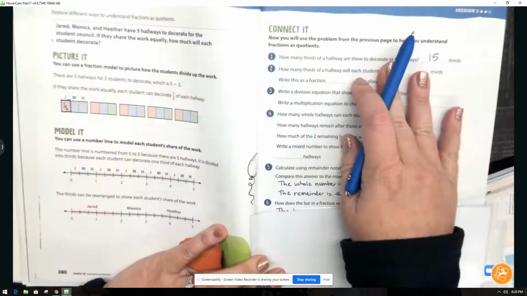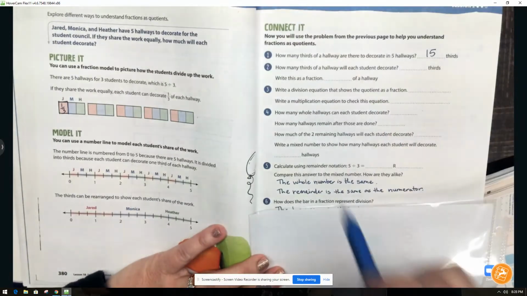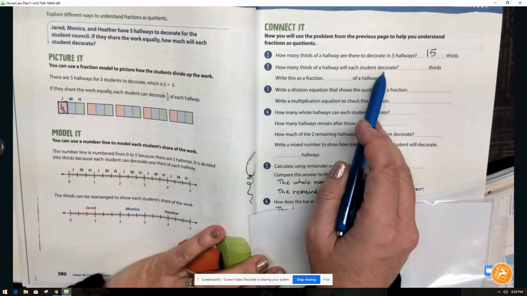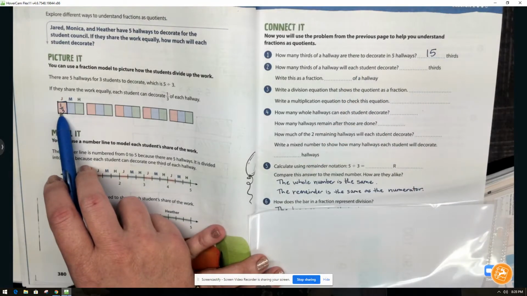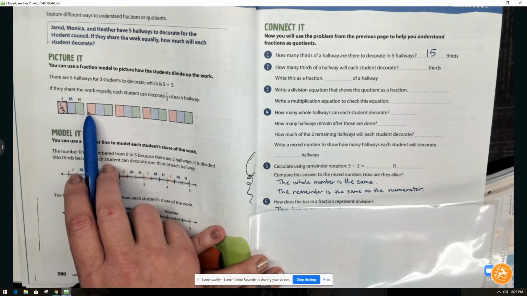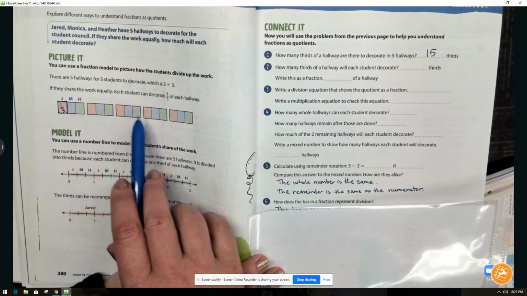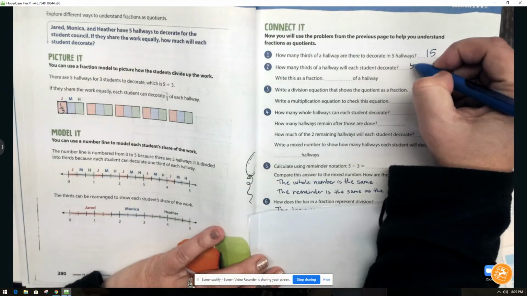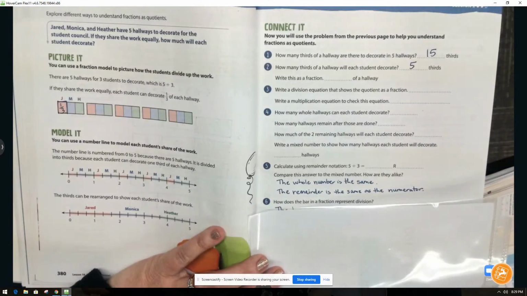Number 2 says, how many thirds of a hallway will each student decorate? So let's just count Jared's thirds. His are red. How many thirds will he decorate? 1, 2, 3, 4, 5. He will decorate 5 thirds.